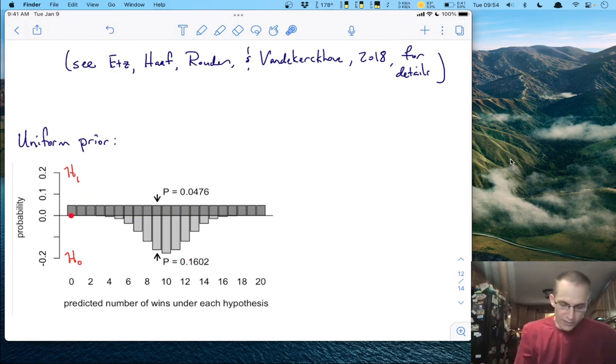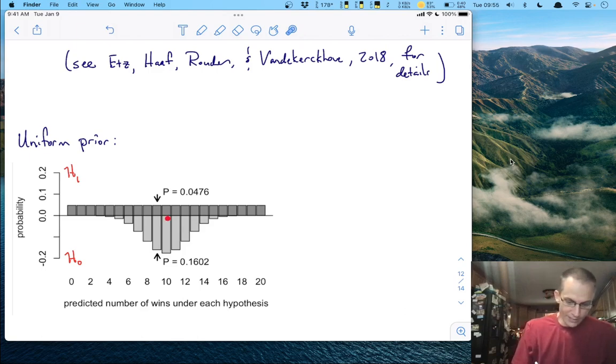So the top one, this is under a uniform prior. These are the data we would expect under H1. In other words, we would reasonably equally expect any number of successes to be observed from 0 up to 20. But under the null hypothesis, W is 0.5 exactly. So what you get is exactly the binomial likelihood.